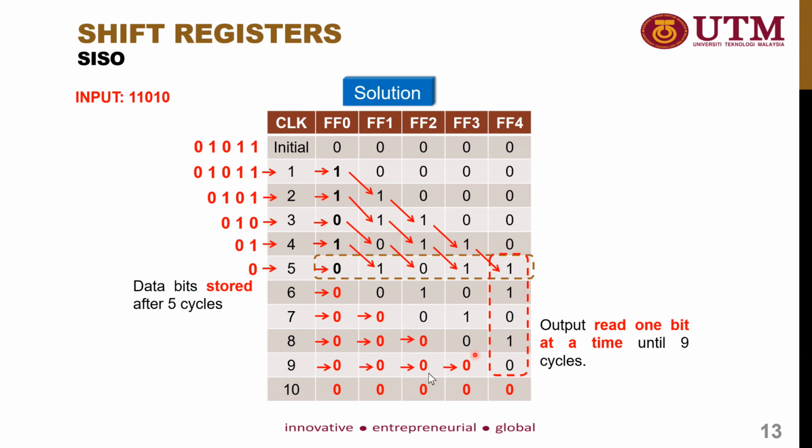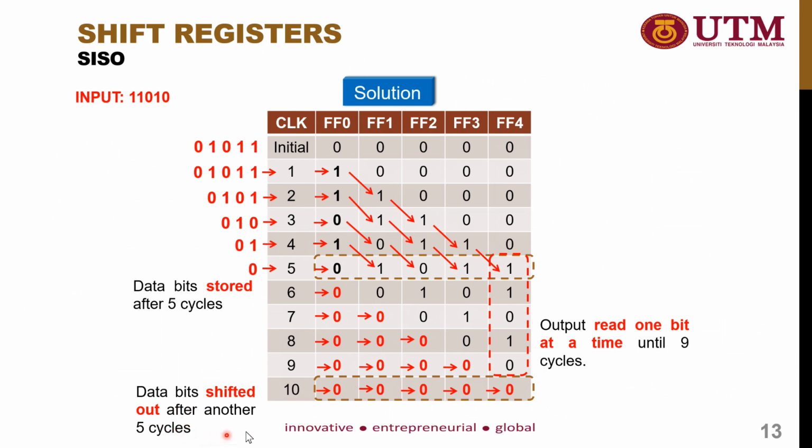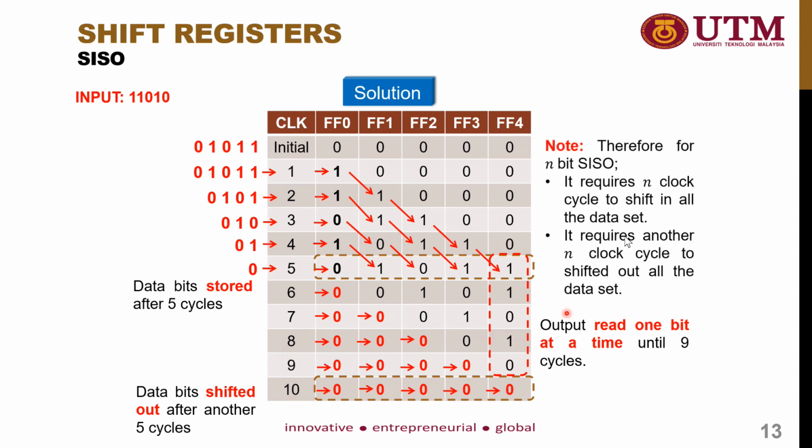At the 10th clock cycle, the data bits are shifted out after another 5 cycles. After another 5 cycles, the transferring of data is done. So note, therefore, that for an n-bit SISO, it requires n clock cycles to shift in all the data. This is the example of a 5-bit SISO. For a 5-bit SISO, at the 5th clock, all of the input data has been transferred and saved inside the shift register, because 11010 has been transferred.